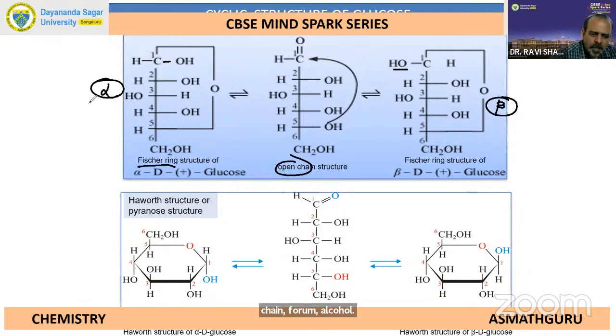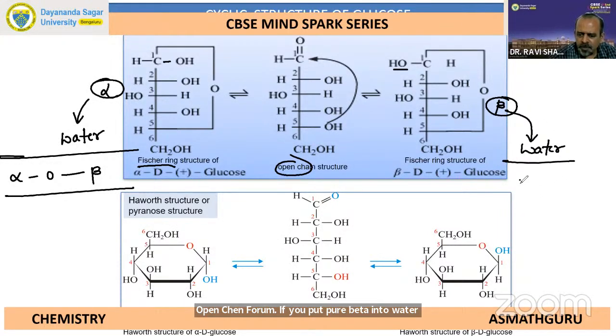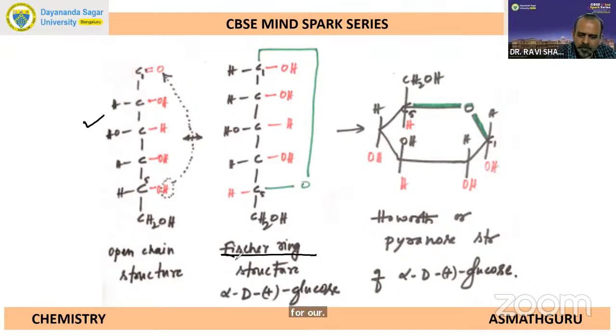If you put pure alpha into water, immediately in water, they dissociate and they form alpha form, open chain form, beta form. If you put pure beta into water, immediately they dissociate to form alpha, open chain, beta form. So in three forms, glucose exists. Remember this part. So these are the open chain form. So this is the Fischer ring structure.